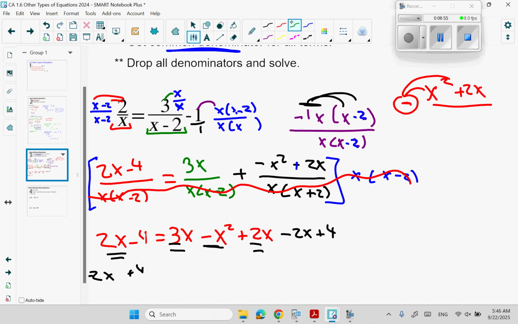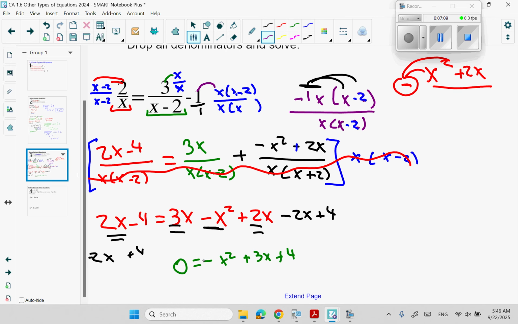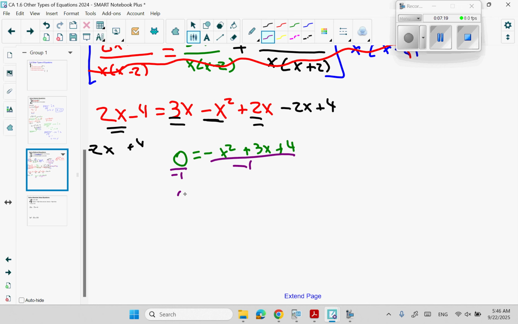Well, combining terms, we get 0 equals negative x squared minus 3x plus 2x minus 2x is positive 3x, and then the plus 4. Now, when I factor, I typically want my first term to be positive, so I would divide everything by negative 1 here, including the other side as well. The nice thing is 0 divided by negative 1 is still 0. So x squared minus 3x minus 4.